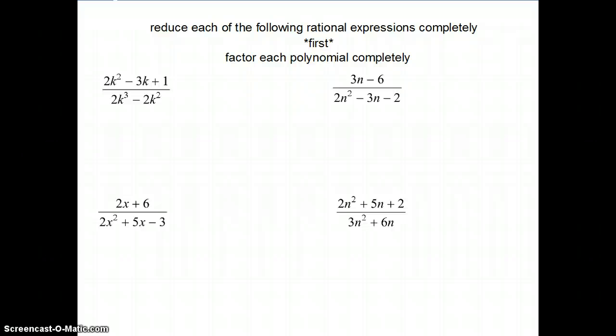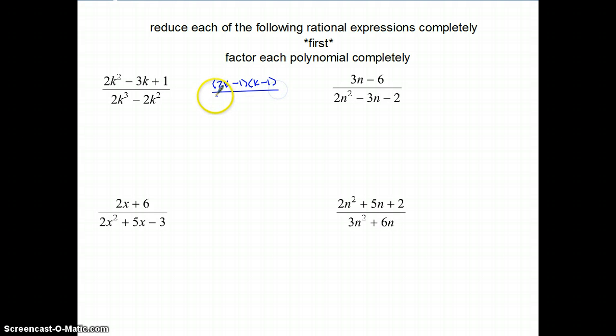Again, we always look for the greatest common factor, but in this first one, you'll see there is none in the numerator. So I proceed to use my diamond method to factor. When you do so, and I won't go through that process with you, you should get 2k minus 1 as your first factor, and just k minus 1 as a second factor.